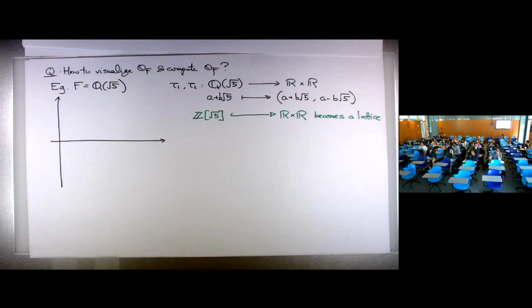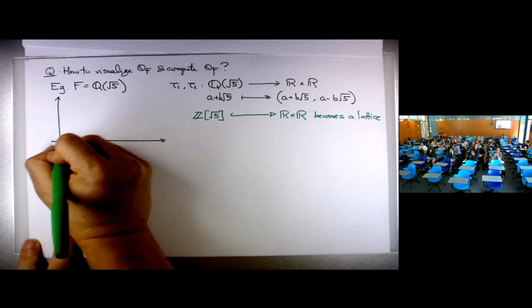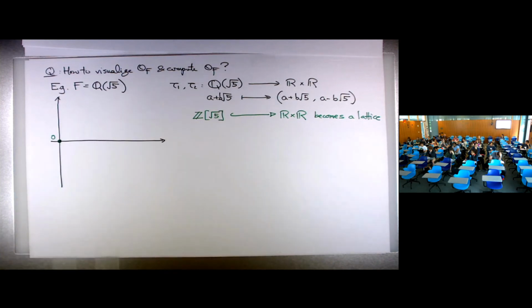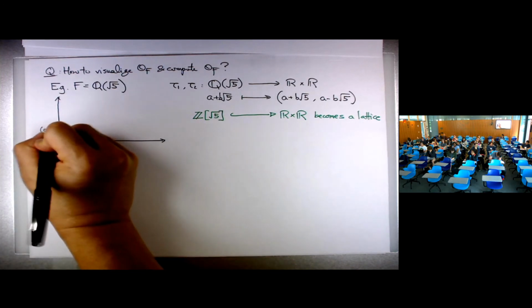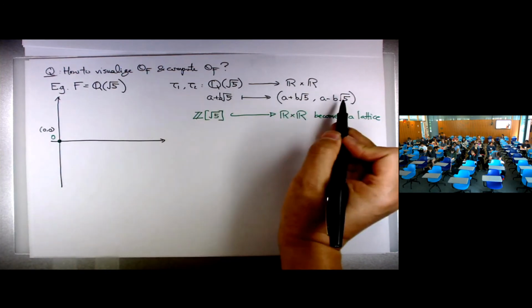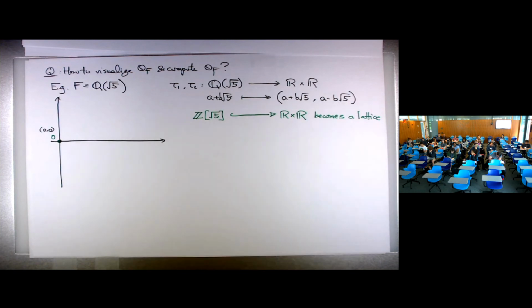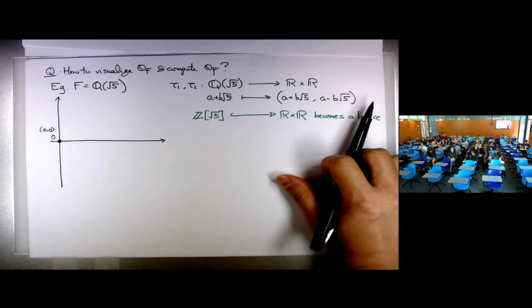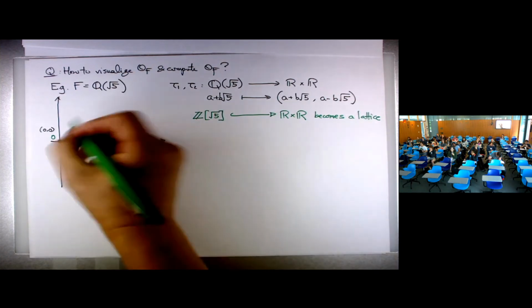Okay, what is Z adjoin root of 5? So let's see, I have 0 here. The number 0, under the embedding, got embedded into the point (0, 0), because 0 would go to (0, 0). So now where does the number 1 go? Well, it's going to go to (1, 1), right? So I should put a 1 here.